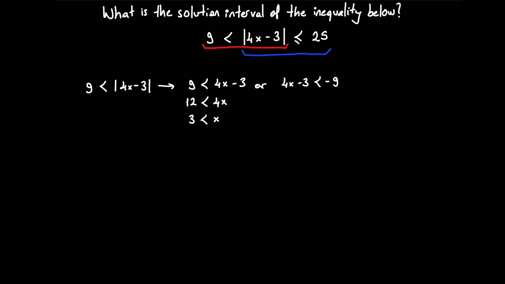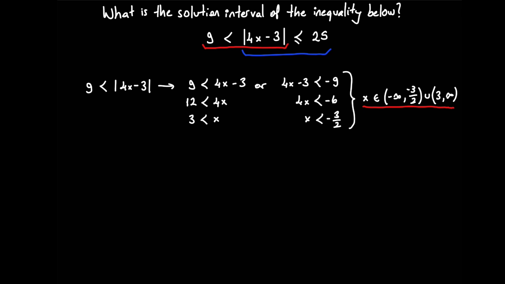Now let's solve the right one. I will pass minus 3 to the right hand side of the inequality this time. I will have 4x is less than minus 6. Then I will divide both sides again by 4 and I will have x lower than minus 3 over 2. So I see that x can be any value from minus infinity up to minus 3 over 2 unified with 3 up to infinity for this red case.